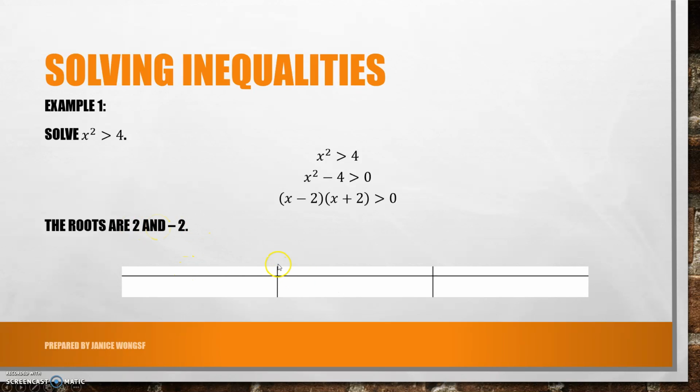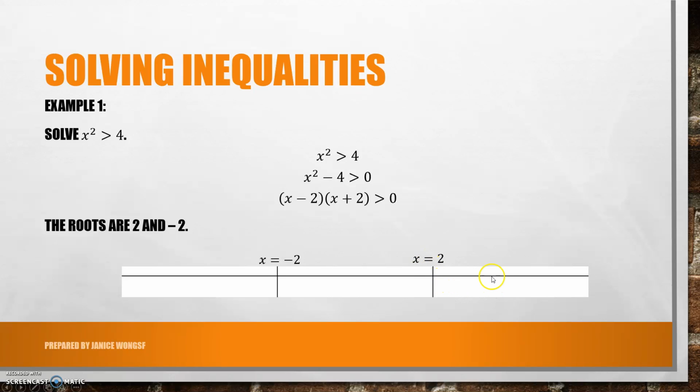Come up with a table with two vertical lines. Why two vertical lines? Because I have two roots here. If you have three roots, you have to draw a table with three vertical lines. So x equals to negative 2, x equals to 2. Arrange the roots in ascending order from left to right. Smallest on the left, largest on the right.